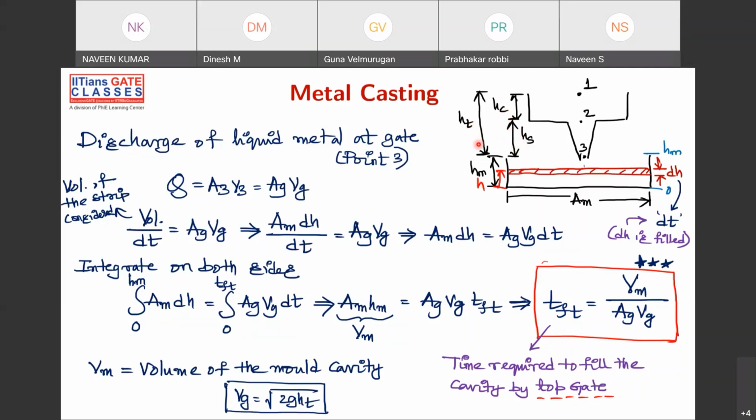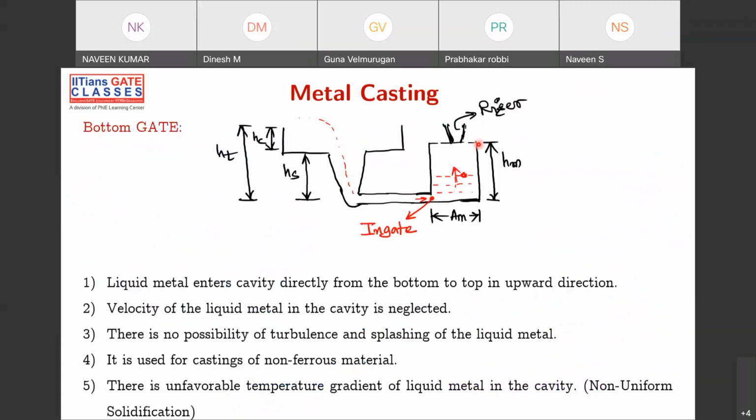Let's continue from there. Now we'll discuss bottom gating. Yesterday I told you about the example where we took a tap and directly filled the bucket from the top, and also took a pipe connected to the tap and connected the other end of the pipe to the bottom of the bucket, so the water fills from the bottom. That same thing has been drawn in terms of casting. This is the height of the cup and this is the height of the sprue. Rather than putting the mold cavity at the bottom of the sprue, you directly connect the bottom of the sprue to the bottom of your mold cavity.